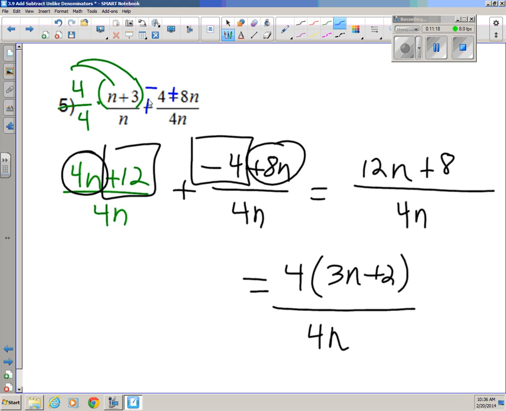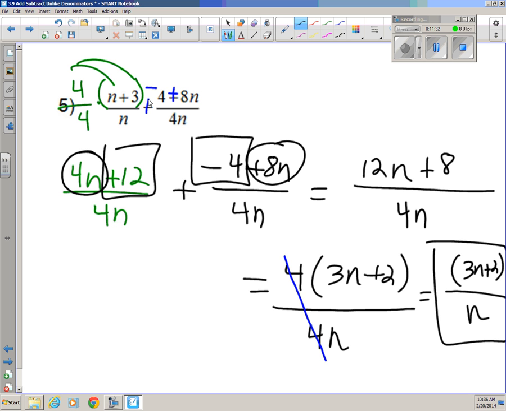I'm only allowed to simplify monomials with monomials or binomials with binomials. 4 divided by 4 is just 1. So what happens is this final answer is 3n plus 2 all over n. I can't cross out those n's. The one n in parentheses is a part of a binomial pair. The other n on the bottom is just all by itself. Okay, so this should be enough to get you through the homework. Good luck.